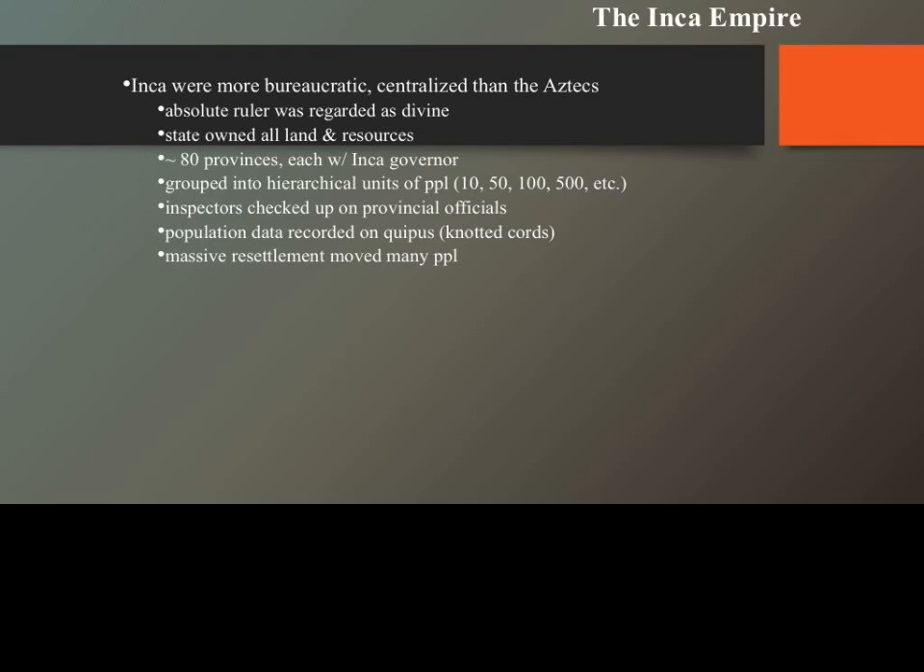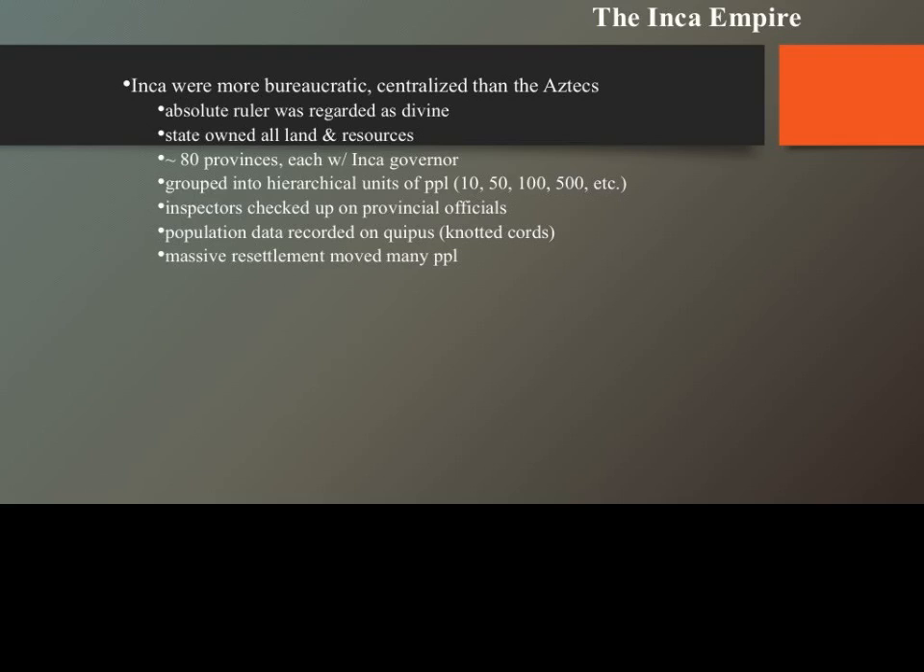There were about 80 provinces in the Inca Empire, each with a governor. And the subjects were grouped into hierarchical units of people, 10, 50, 100, 500, etc., at least in the central regions. And there were inspectors that checked up on those provincial officials. And population data, as sophisticated as that is, which wasn't done in some of the other civilizations in the Eastern Hemisphere, that census data was recorded on what are called quipus, with knotted cords.